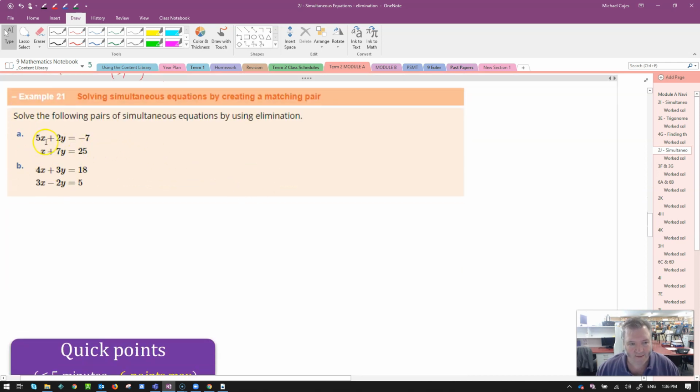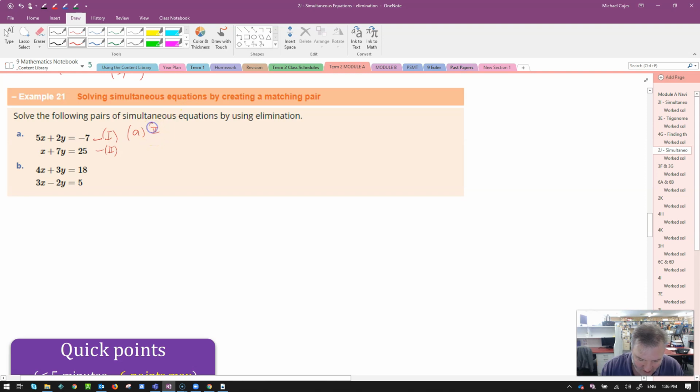This is an example where none of the coefficients are the same first. I'm going to do A. I'm going to leave you to do B on your own, but let's just see how I go about doing A. So I've got equation 1 is 5x plus 2y equals negative 7, and equation 2, x plus 7y equals 25. Well, if none of the coefficients are the same, what I'm going to do first is I'm going to take equation 2, and if I multiply it by 5, you're going to see that the coefficients of x will then be the same. So I'm going to do that as my first step.